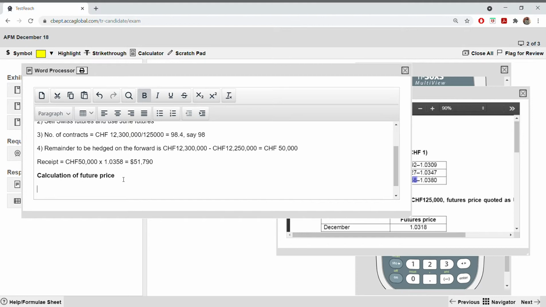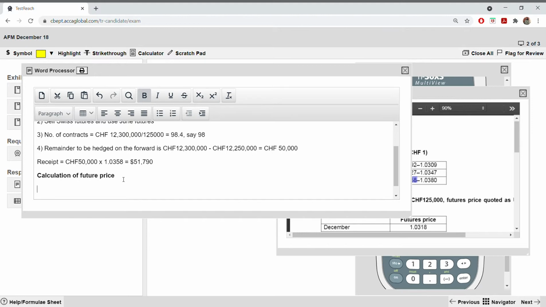So assume that basis reduces to zero at constant maturity in linear fashion. Okay, this assumption is understood, so even if you write or don't write it, it will not make an impact. That basis risk will reduce to zero at the expiry of the future. But in the answer, it is written.